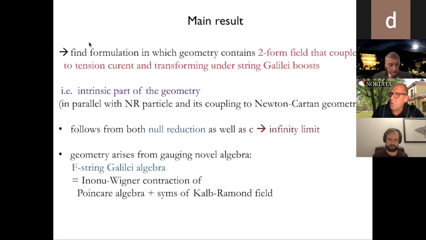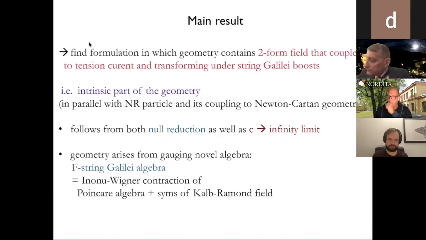The other result is that you find this geometry via two different routes, and that's a nice consistency check: either via a null reduction of a relativistic string in one dimension higher, or a c going to infinity limit of the string action in a given dimension. And again, I will review how this works for the particle, just as a warm-up.